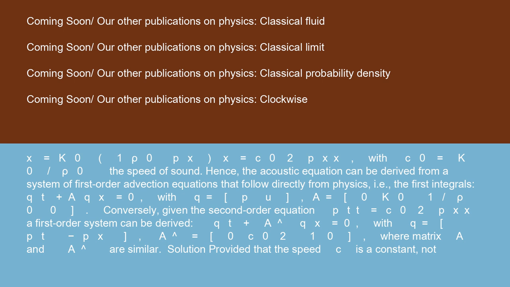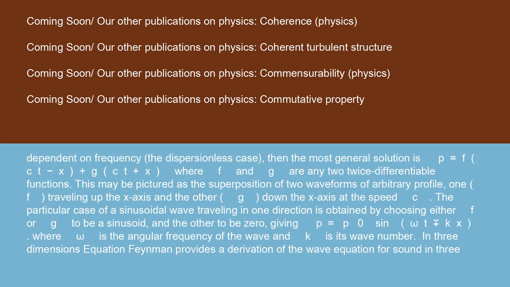q_t + A-hat q_x = 0, with q = (p_t, -p_x), A-hat = [[0, c0^2],[1, 0]], where matrix A and A-hat are similar. Solution: provided that the speed c is a constant, not dependent on frequency, the dispersionless case, then the most general solution is p = f(ct - x) + g(ct + x), where f and g are any two twice differentiable functions.